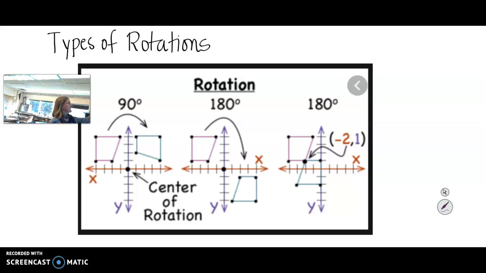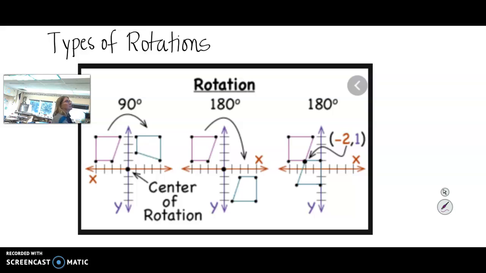Okay, so types of rotations. A lot of times, at least in this class, you're going to have the center of rotation located at the origin. And common rotations are 90 degrees, 180 degrees, and it can be clockwise or counterclockwise. But for 180, it doesn't matter if you're going clockwise or counterclockwise, it'll turn out to be the same either way. But 270-degree rotations are also common. 120 is also common, but a little bit less common.